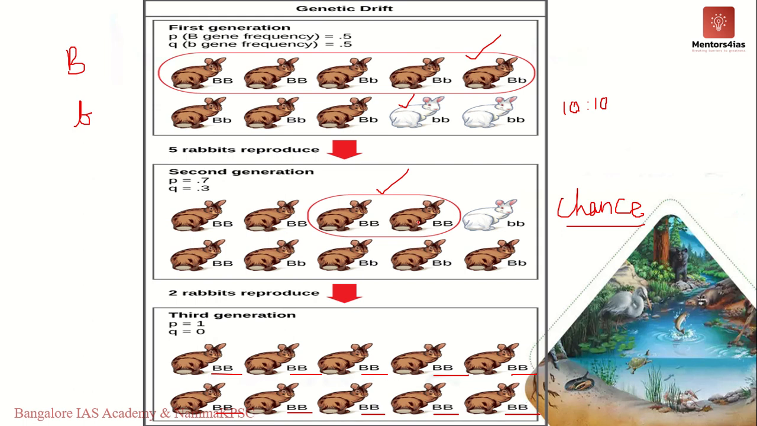I hope you are able to understand the difference between natural selection and genetic drift. In natural selection, there has to be favorable traits. But when it comes to genetic drift, it has nothing to do with favorable traits. It is all with respect to chance.